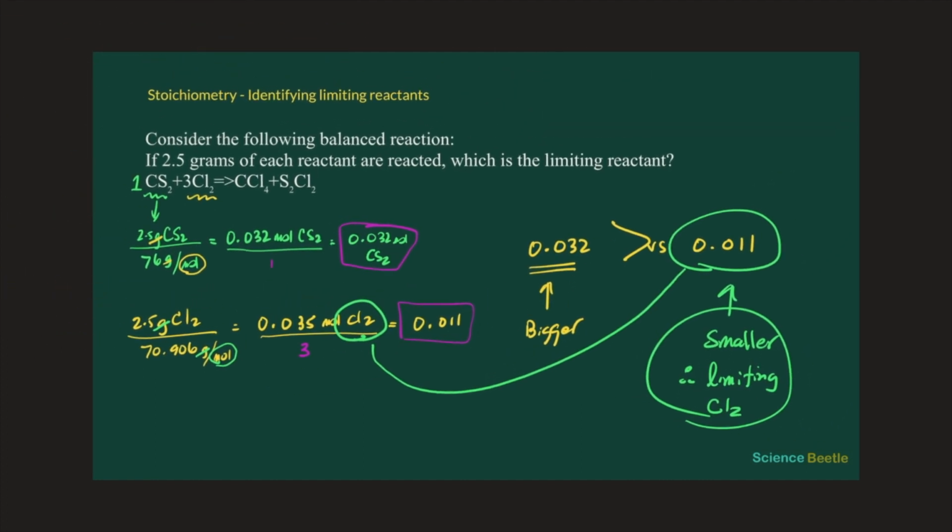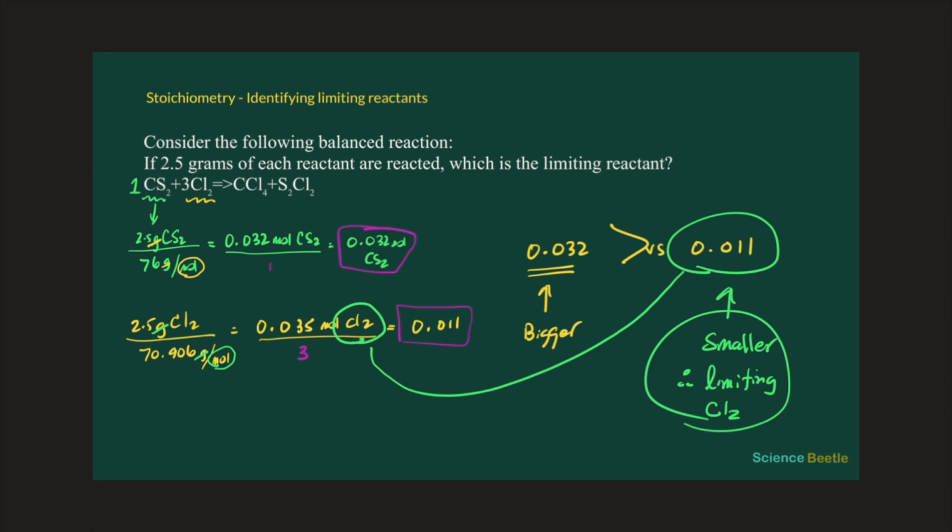So here's the entire workup for you to look at. Again, just to recap, take the starting amount, divide it by the molar mass, and then divide it by the coefficient. That'll tell you the number of moles of that specific compound overall. Do the same thing for the other compound. Compare the two values, the values in purple. The smaller one is the limiting reactant. So for our particular problem, 0.011 is the smaller one. That corresponds to Cl2, so the Cl2 is limiting.